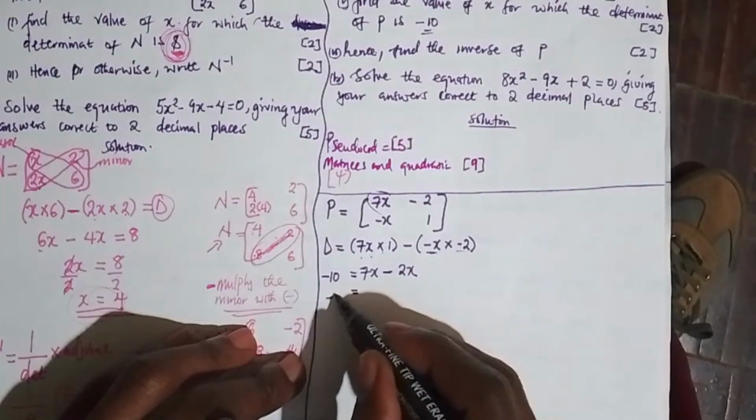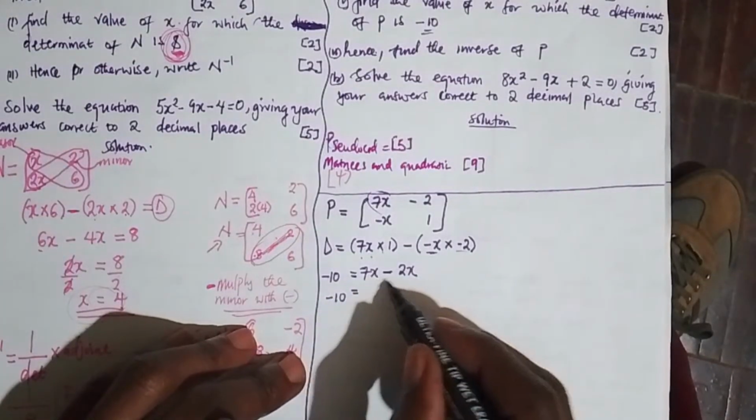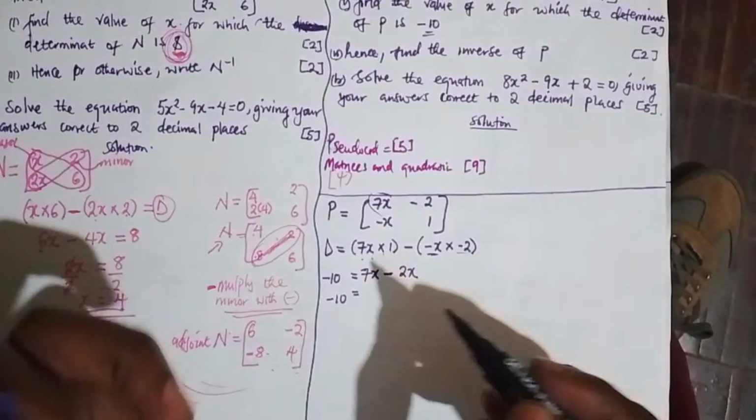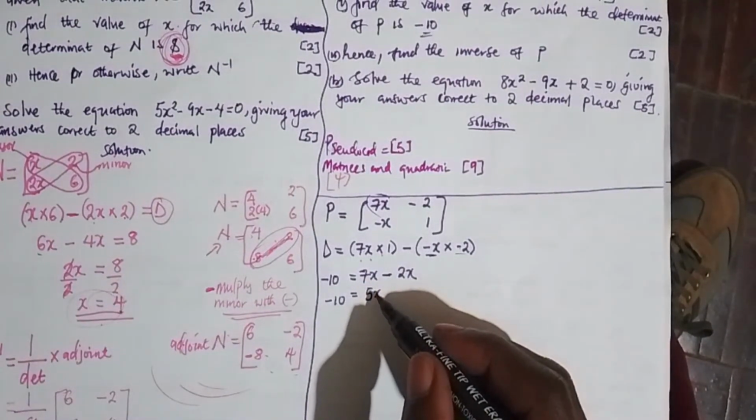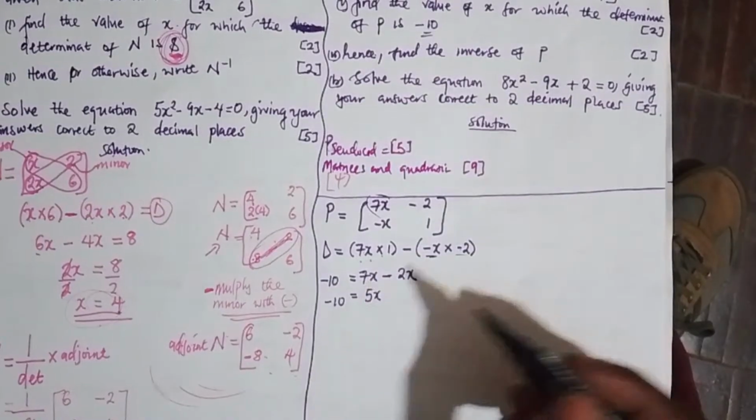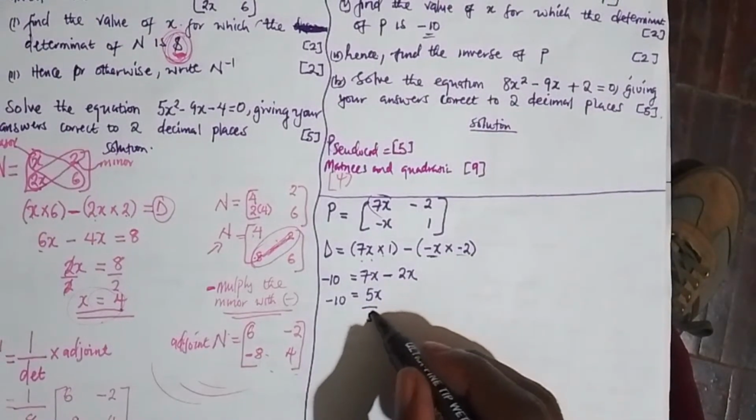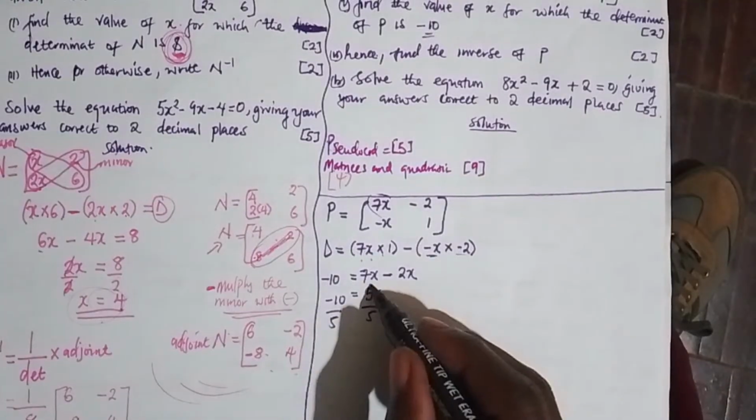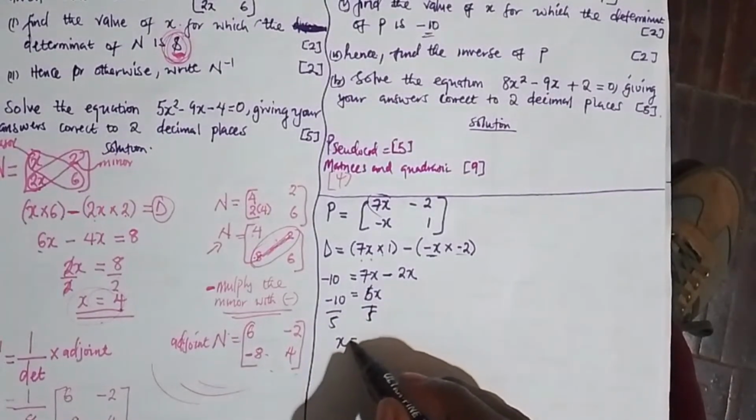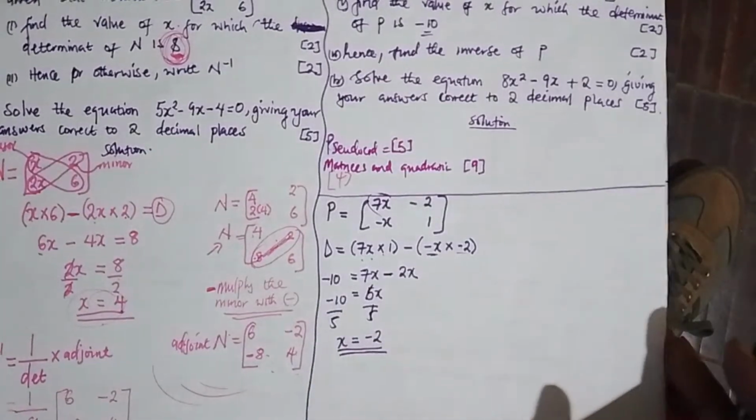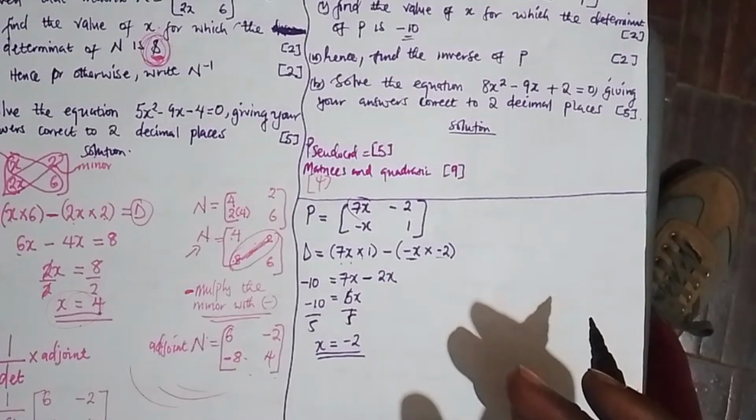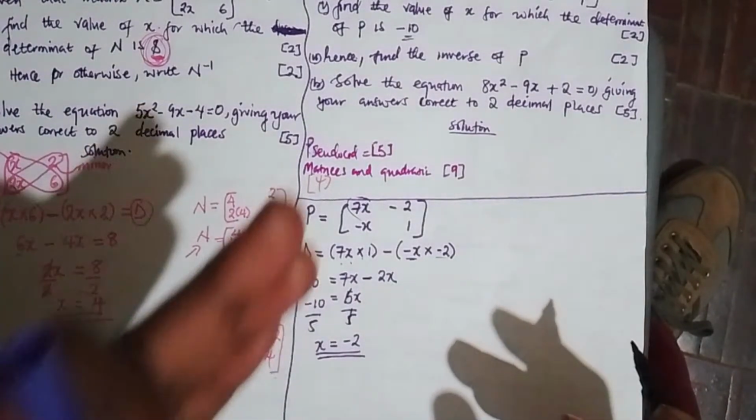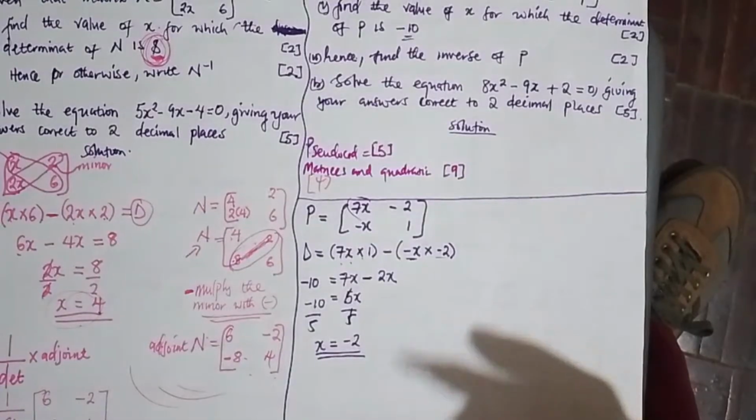Then you say negative 10 equals 7x minus 2x, we have 5x. Then you divide by 5, divide by 5. x is equal to negative 2. So I have solved our value, which is negative 2. The next step is finding the inverse.